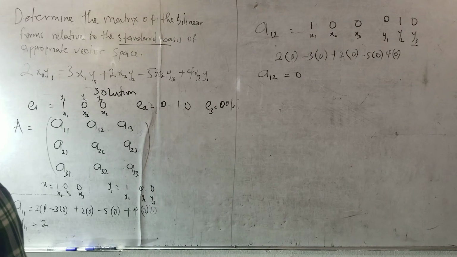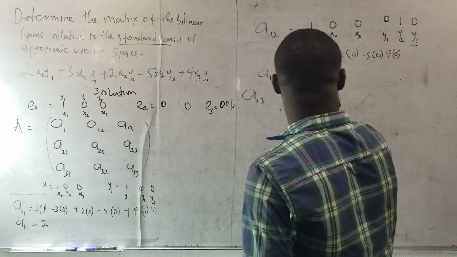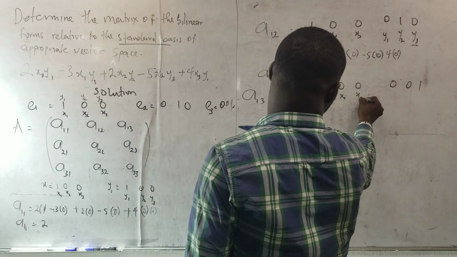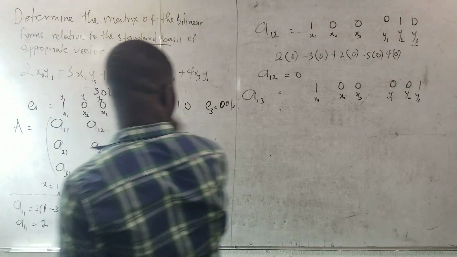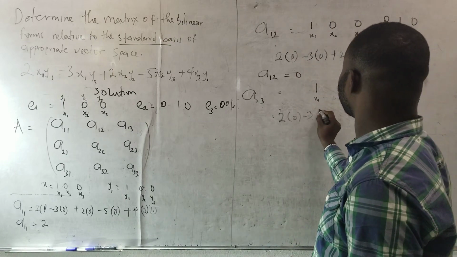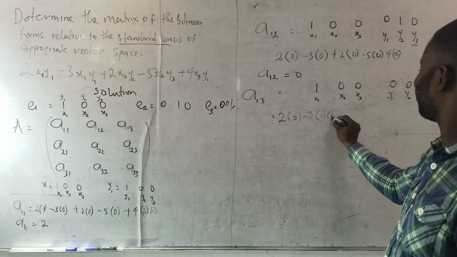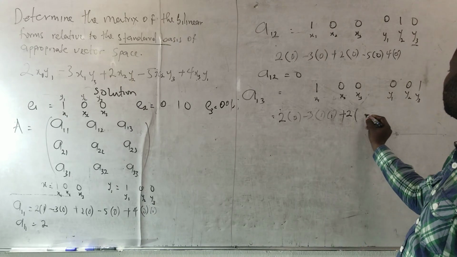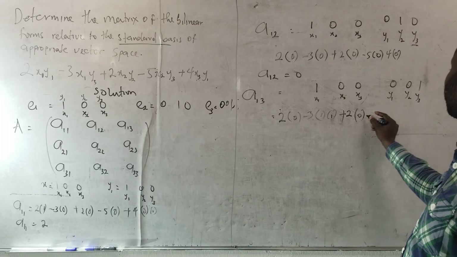Now let's move on to the next one, which is going to be A13. My A13 will just be 1, 0, 0 and 0, 0, 1. Take note of this: x1, x2, x3, y1, y2, y3. That is all. Now back to the function. We have the first one, 2 bracket of x1, y1. It will be 0, minus bracket of 3 with x1 being 1 and y3 is 1. Okay, that one goes. Now 2, we have x2 is 0 and y2 is 0. I don't need to stress myself.